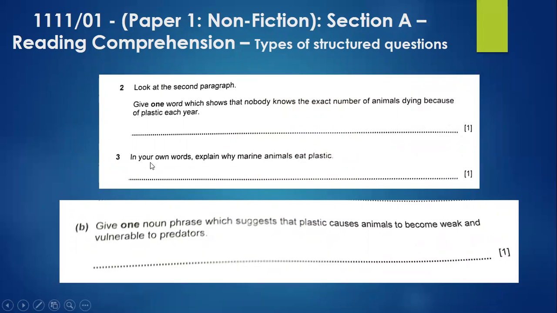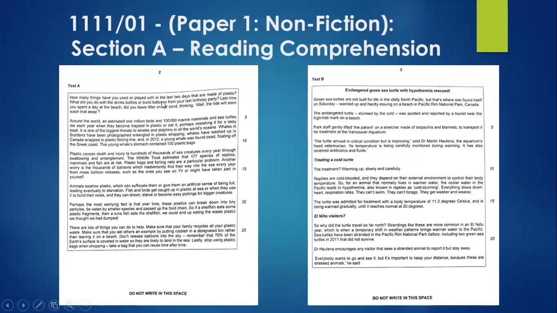Let's look at the second question. In your own words, explain why marine animals eat plastic. Okay, this is an example of a question which is a direct question, and the answer is explicitly stated or clearly stated in the text. So let's look at the text.